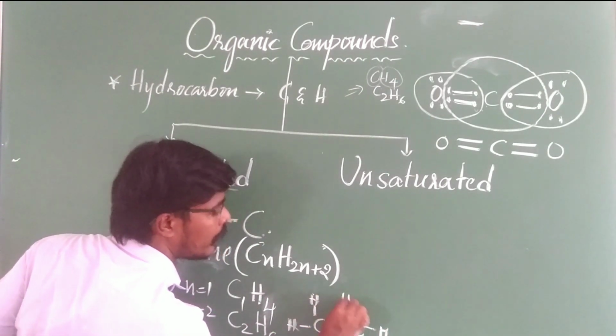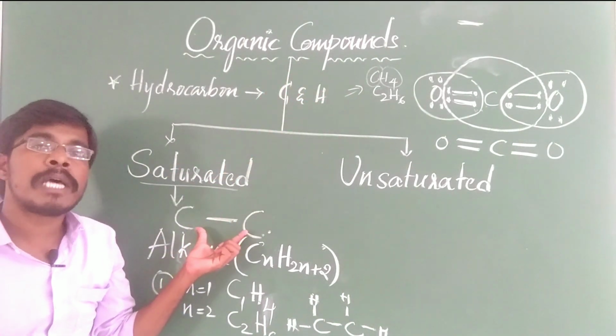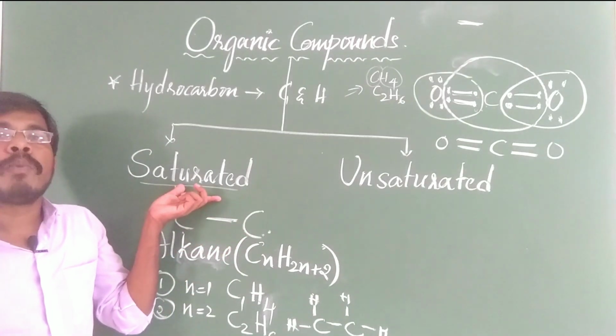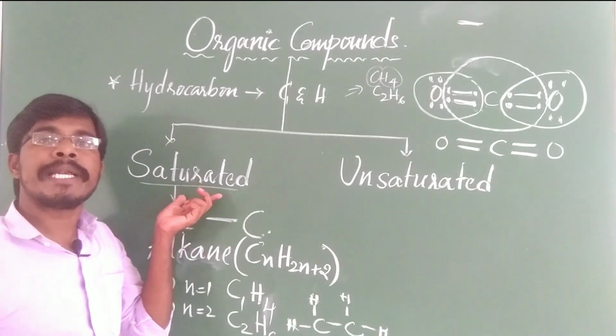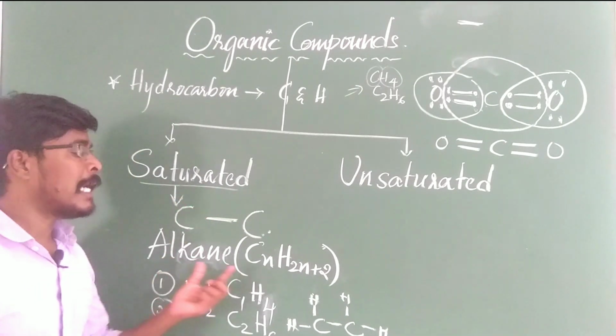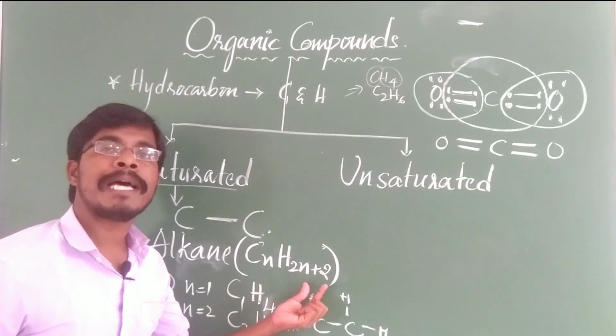So this is about your alkane. When single bonds are present between the carbon atoms, that type of carbon compounds are called saturated carbon compounds, and they are also called alkanes, and the general formula is CnH2n+2.